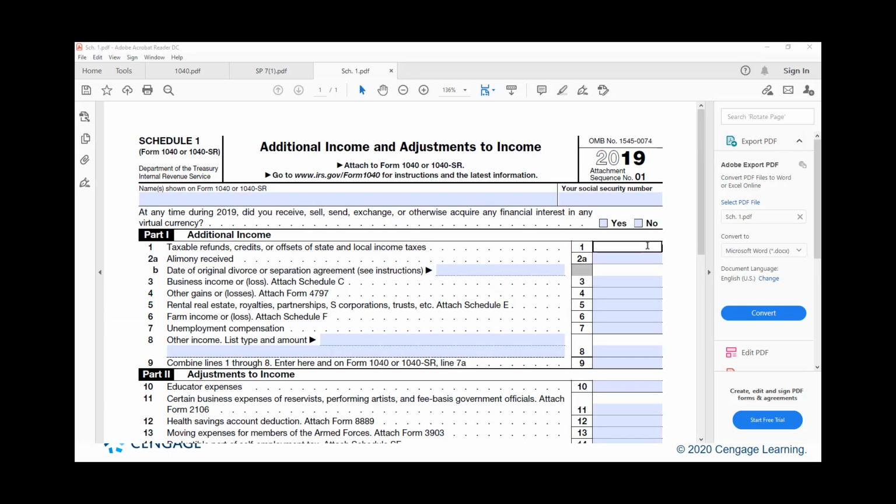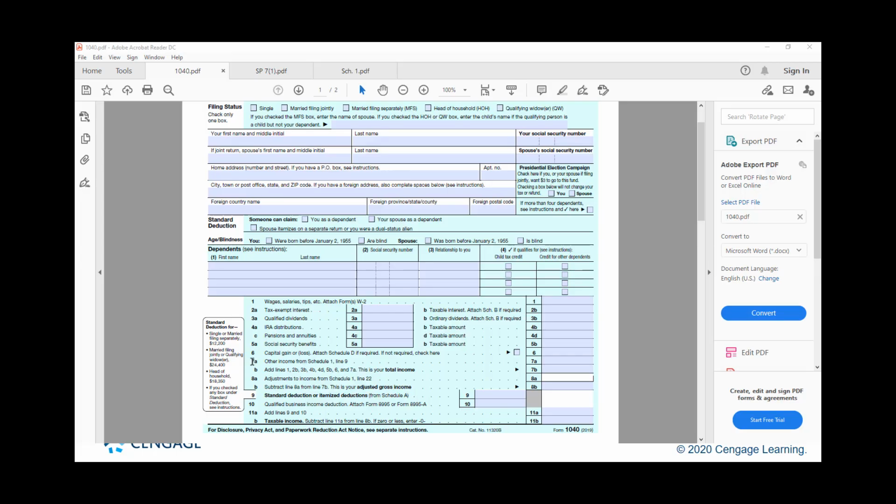State tax refund is miscellaneous income. We report it on line 1 of Schedule 1. $350 goes here. This $350 is going to flow down to the total on line 9 and carry over to line 7A, other income from Schedule 1, line 9. $350 here because we had itemized deductions, and so the refund would have to be miscellaneous income in this tax year to be taxed.